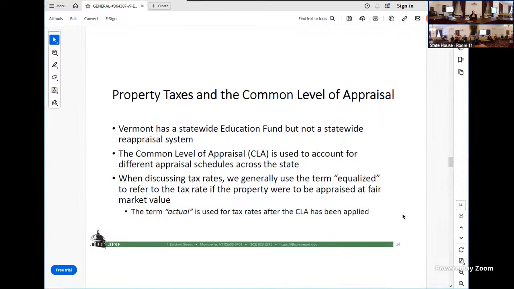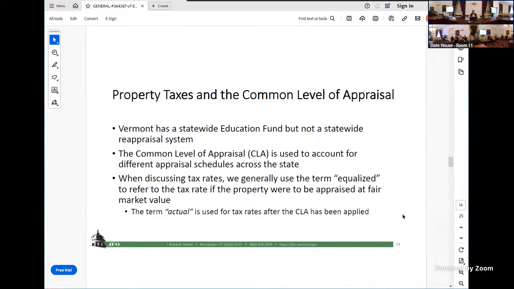Yes. If the tax department was looking and said, this town is currently appraised at 100% of fair market value, great, it has a CLA of 1. We don't need to adjust it at all. Rather, it's looking at, okay, this town is overappraised, so we need to bring it back down so they're not paying too much. Or underappraised, so we need to bring it up so they're paying more.